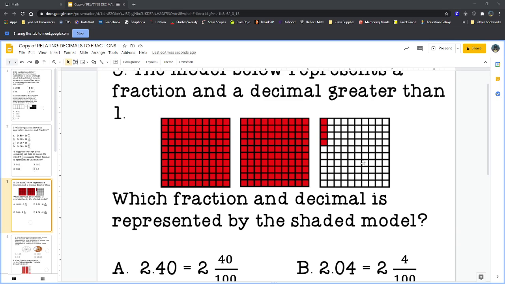What about this last one, Alexa? Is the whole thing colored in or just a part of it? Just a part of it. Okay. How many parts are colored in, Alexa? 4 parts. Out of how many parts? Out of 100. So 2 whole models and 4 out of 100. So we know what our fraction is.